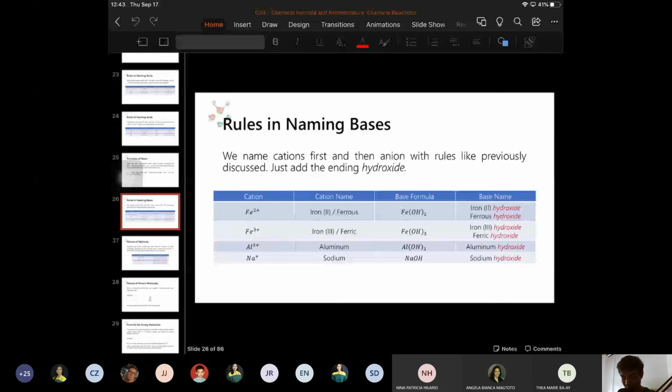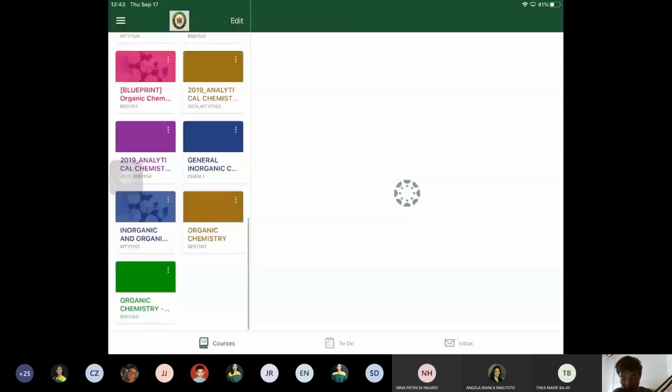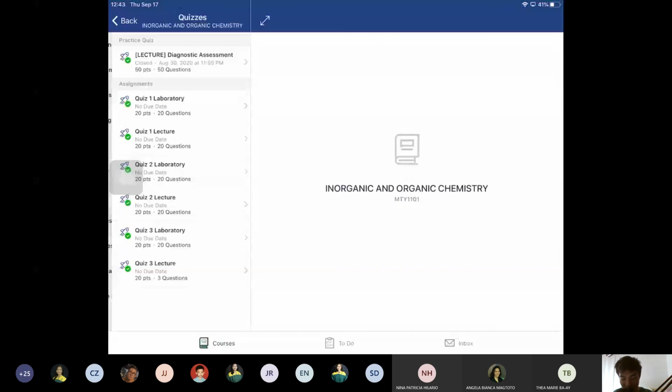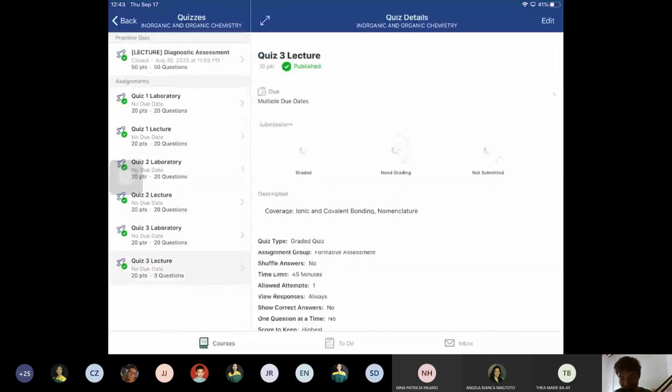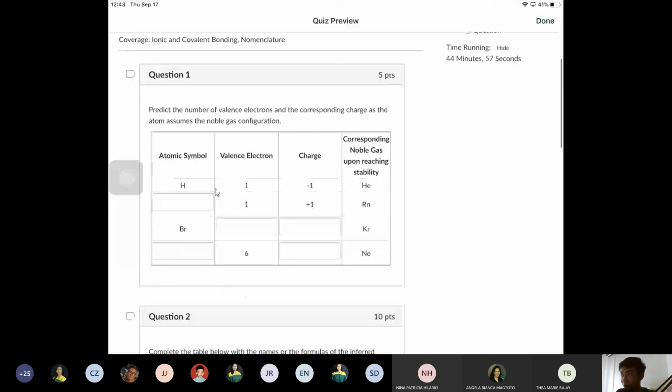Ano itsura ng quiz nyo dyan? Pakita ko na. Kasi open ko siya kaninang madaling araw, mga ganong oras lang kasi naayos yung canvas, medyo na-stress din ako. So ano itsura ng quiz nyo dyan? Madali lang, pakita ko na. Pare-pareho lang naman kayo na makikita. So, ito yung itsura ng quiz nyo. Ayan. So, for the first question, ito yung atoms, yung kanilang corresponding charge, yung valence electrons, and ano yung noble gas na ginagaya nila. So, ayan. You just fill all those blanks.